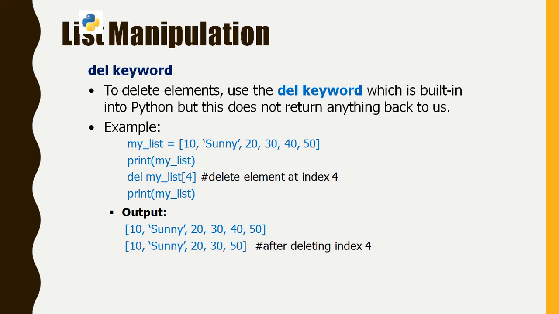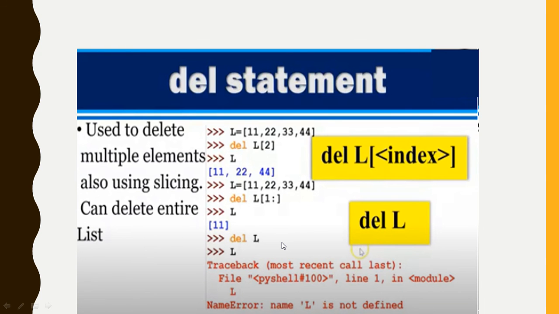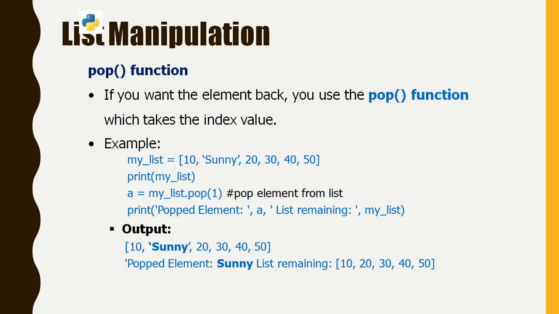Example of del you can see here. Del of index 4, counting 0, 1, 2, 3, 4, 40 will be removed after deleting. So you have to give the index position where the value is to be deleted. The same thing is explained here.